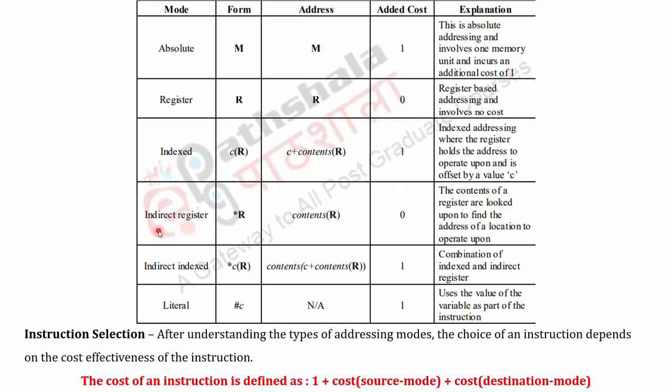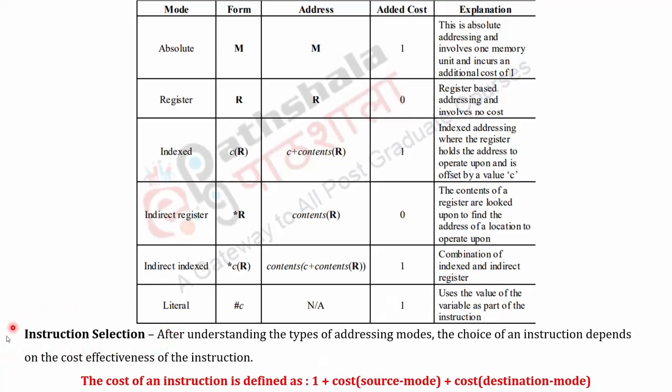Next one, indirect register. So here the star is how we will be representing the indirect register. So the content of R is looked upon to find the address of the location of the operand. See, it is very simple that this register will be holding the address of some other register or some other memory location. Next one, indirect index. So this is index and this is indirect index. Similar to it, this is the combination of index and indirect register, which will be having the added cost of 1. Last one will be the literal, which is nothing but simple constants, and the added cost will be 1.